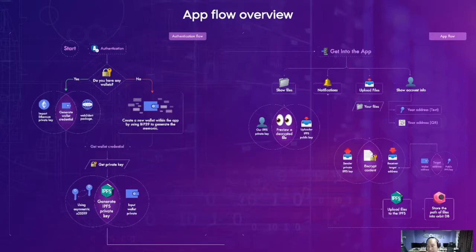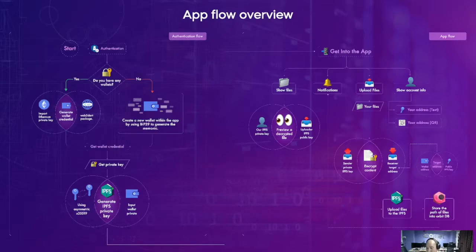On the right side, there are four main features in the app. The first one is to see all the files that were sent to myself. The second is notifications: every time we have a push notification, you will see all the alerts and who shared a file with you. The third one, upload file, is the main one. When you want to send a file, you first pick it, and then you pick a public address, either through QR code or by simply inputting it in the text field.